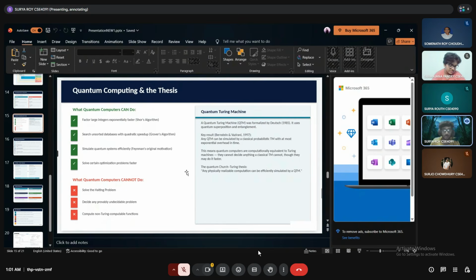What can quantum computers not do? Number one, solve the halting problem. Number two, decide any provably undecidable problem. Number three, compute non-Turing computable functions.